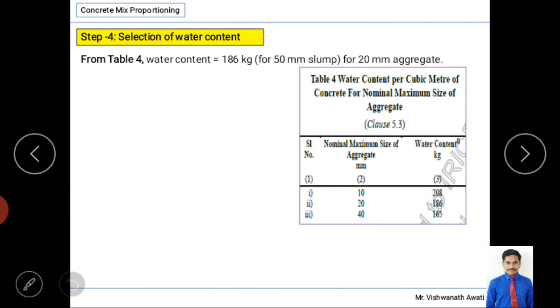Here they are given serial numbers, nominal size of aggregate, and water content in kg. So what is the nominal size of aggregate? 20 mm. If it is 40, then we have to see the 40. If it is 10, then we have to see for 10. For 20 mm aggregate we are getting 186, but here it is for 50 mm of slump. These values are for 50 mm slump, right?